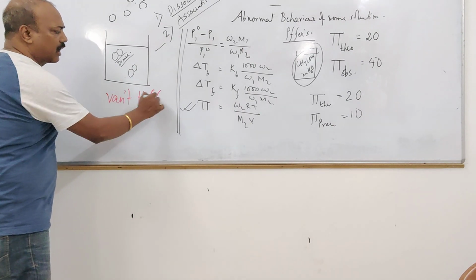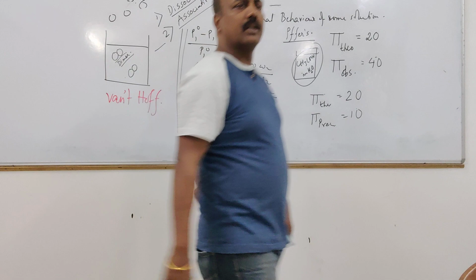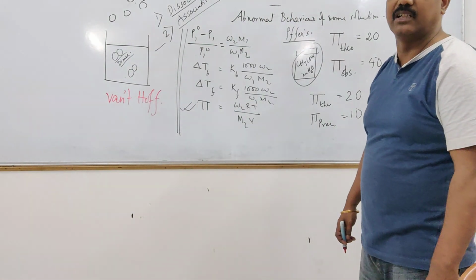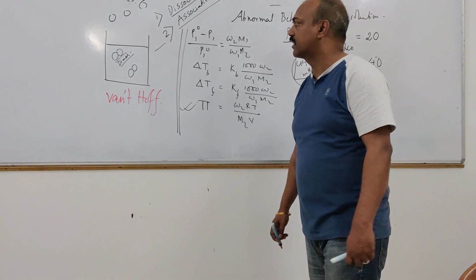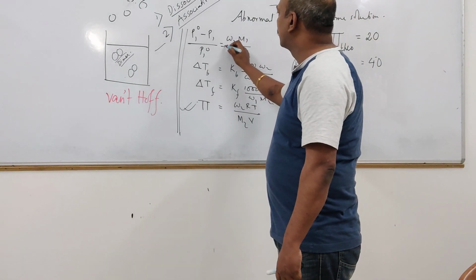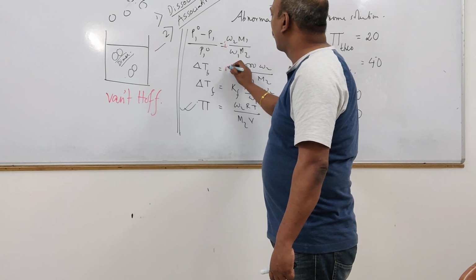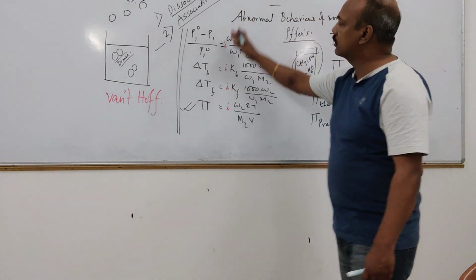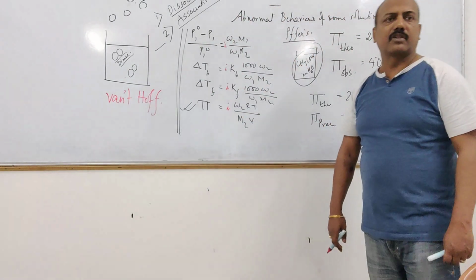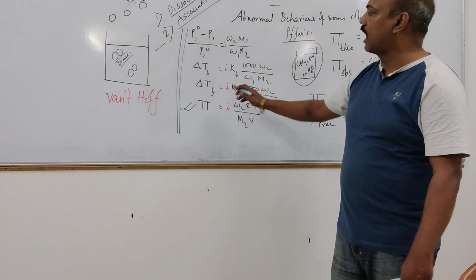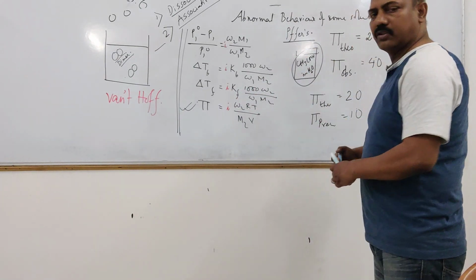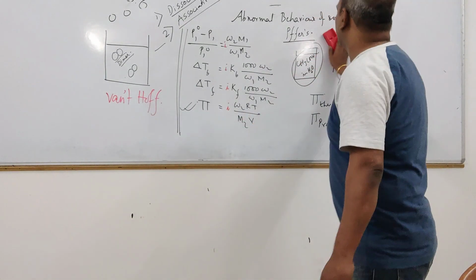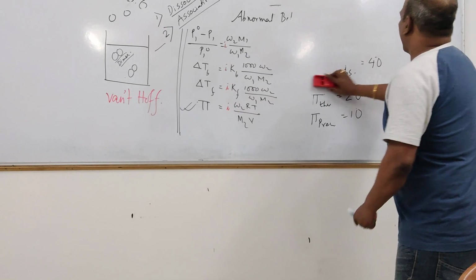He introduced a term in all the equations, which is called Van 't Hoff factor, and that is nothing but i. See it over here, Trisha. He introduced in all equations one term called i. This i is called what? This i is called Van 't Hoff factor.